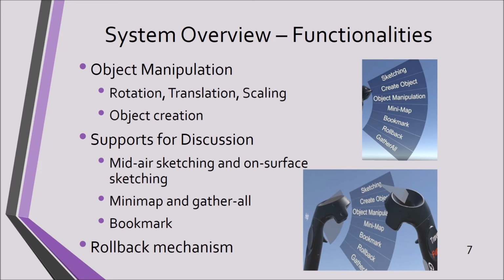Let's talk about the functionalities provided in our system. First, we provide a personal space widget to do rotation, translation, and scaling, and to create new primitive objects in the virtual environment. Second, mid-air and on-surface sketching are provided for participants to express their design ideas. Some other tools such as Minimap, Get-All, and Bookmark are also proposed to support the discussion. Finally, an intuitive rollback mechanism is used to guide the user back to a previous state of discussion.